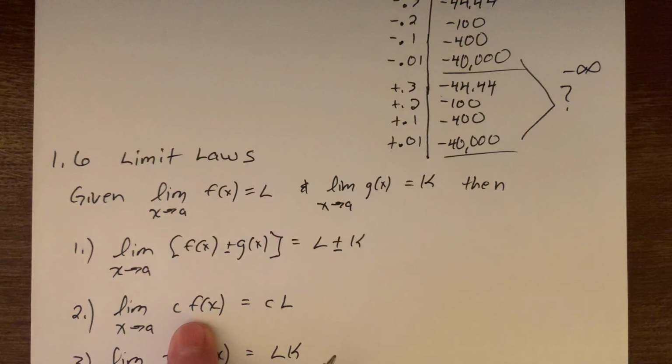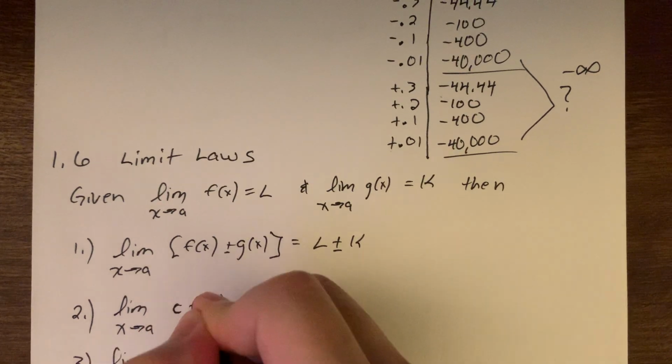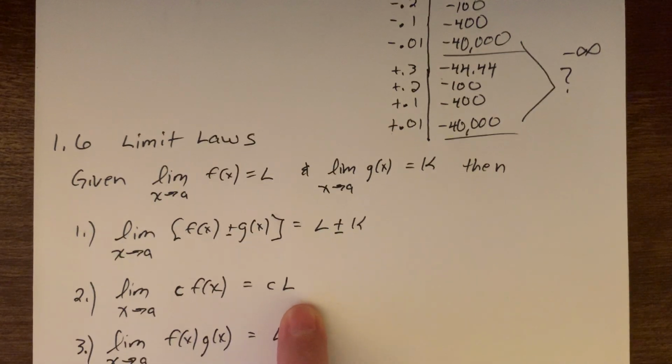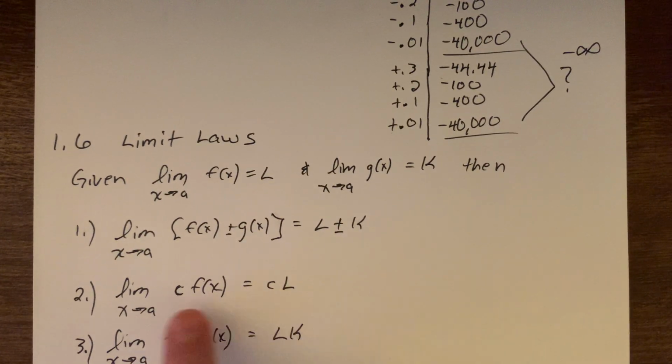Number two is very similar. C here is just some number, just some scalar. So if I have C times my function f, well then I take the limit. In essence, the idea is that this C, this multiplier, just pushes along. So again, if we knew the limit of f was 10, but now I want to know the limit of negative 3 times f, my answer would be negative 3 times 10, or negative 30.